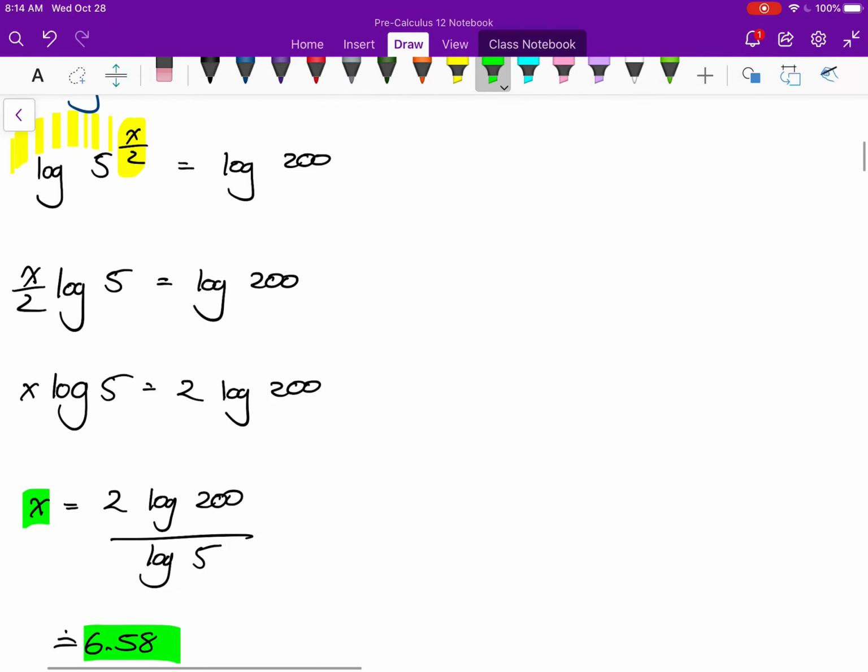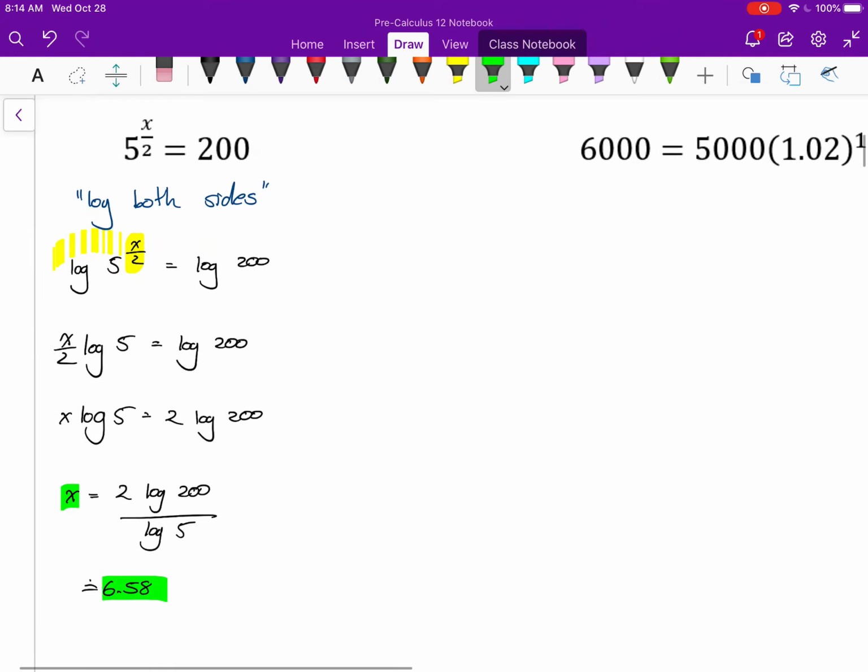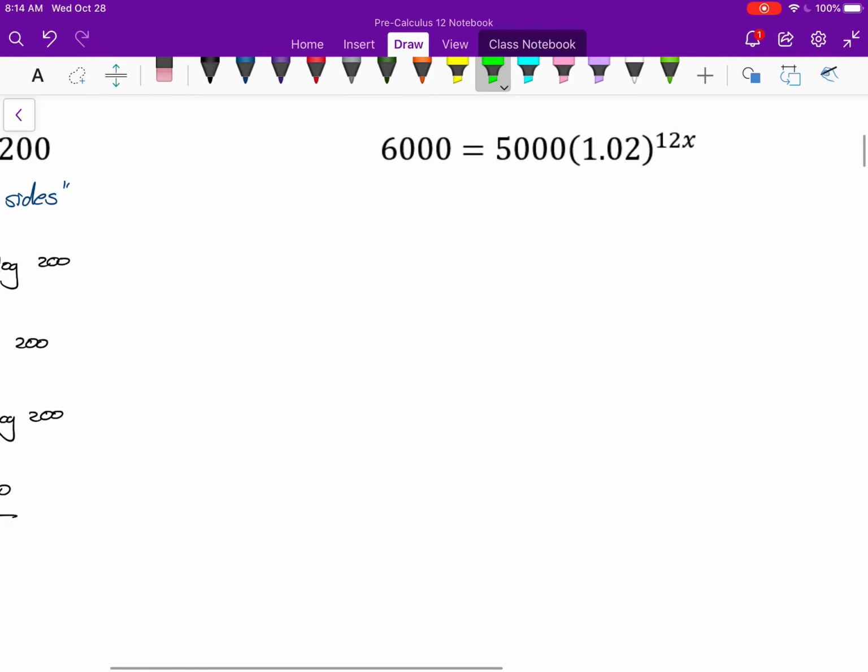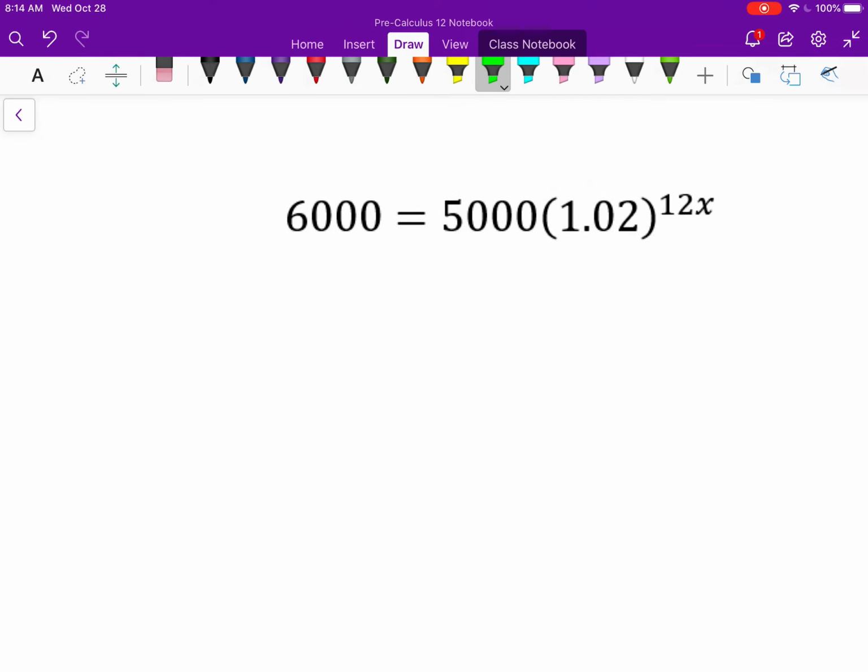Another approach, which would get you the same answer, which I'll do for the second equation, is to at some point write your equation from exponential form into logarithmic form. Now I can't do that yet because I have that coefficient of 5,000 in front of my exponential expression. To put something from exponential form to logarithmic form, you don't want a coefficient in the front. That's easy to take care of. Divide both sides by 5,000. And so I get 1.2, or 6/5, on one side, and 1.02 to the power of 12x on the other.